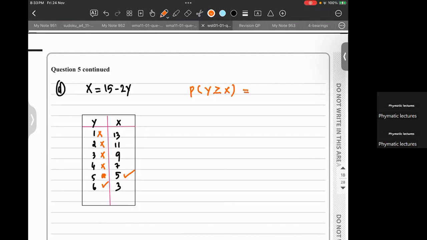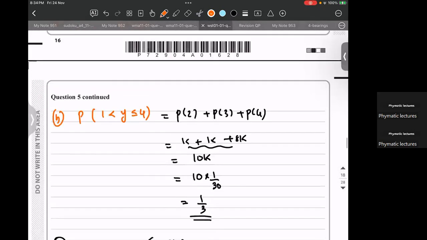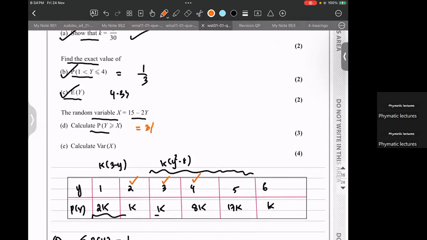So probability of y greater than x is exactly equal to probability of y equal to 5 plus probability of y equal to 6. Probability of y equal to 5 is 17k, and probability of y equal to 6 is k. So the answer is 18k. We already got k as 1 over 30, so 18 times 1 over 30 is 3 over 5. So the answer for this question is 3 over 5.